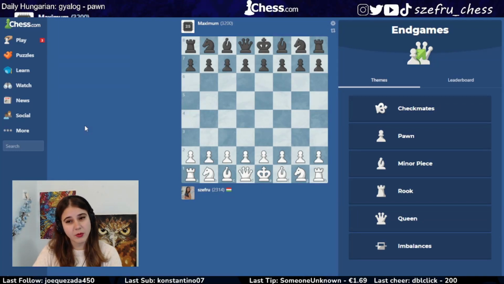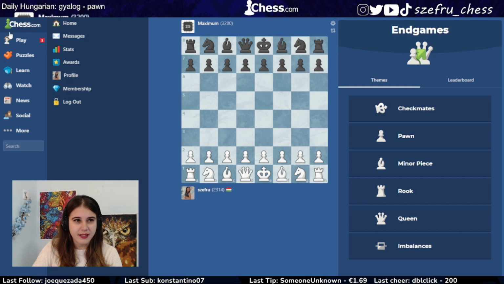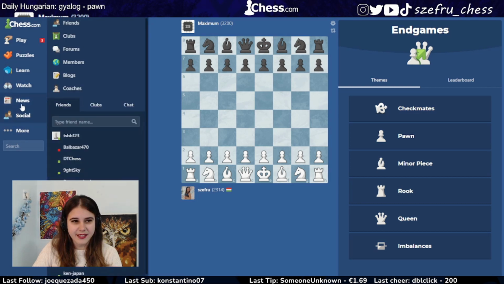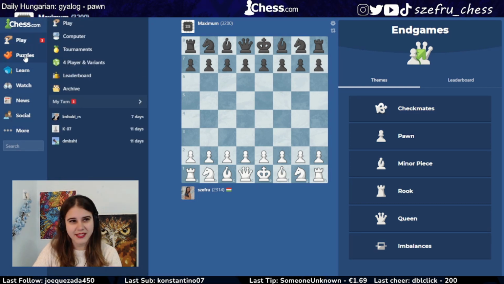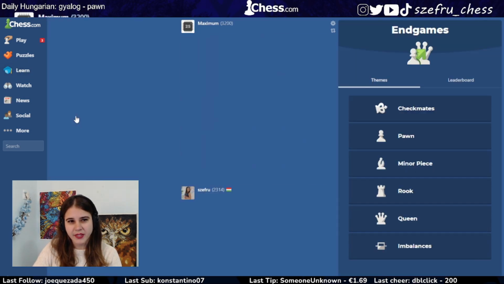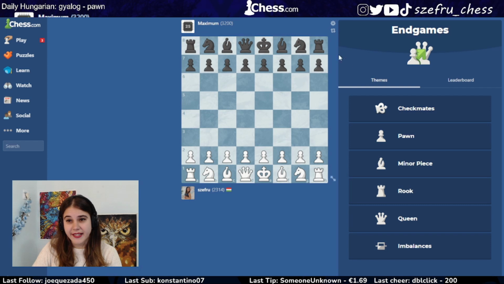There are pawn endgames on chess.com. How can you access it? Well, there are these thingies on the side. If you go to Learn, and then you go to Endgames, there are checkmate, pawn, minor piece, rook, queen, and imbalance endgames.